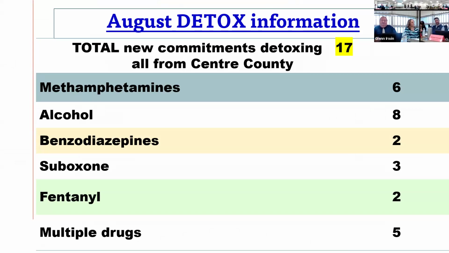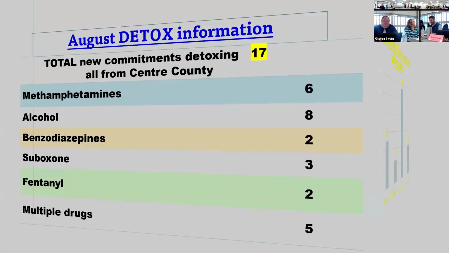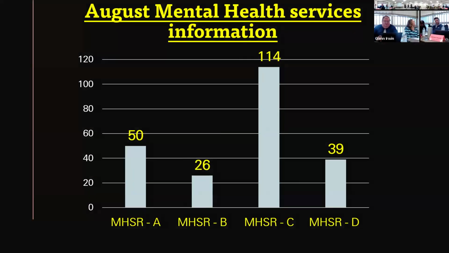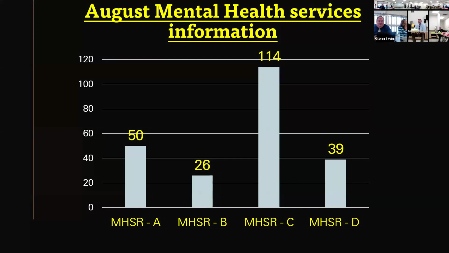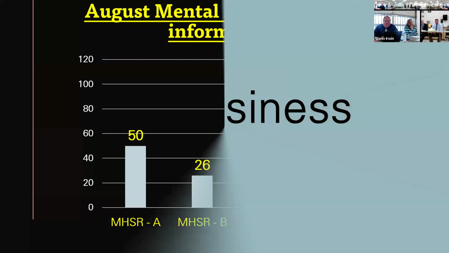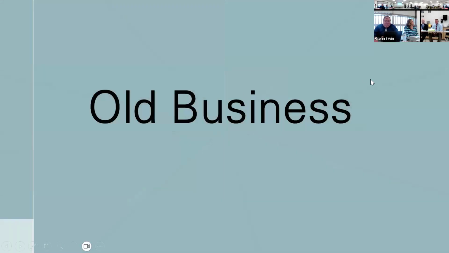This is probably the first month in a long time that meth hasn't been our top detox that we've had. Initial incarceration. So, mental health services report, mental health stability rating A, we had 50 individuals, stability rating B, 26, stability rating C, 114, and stability rating D, 39. That concludes the facility report, sir.